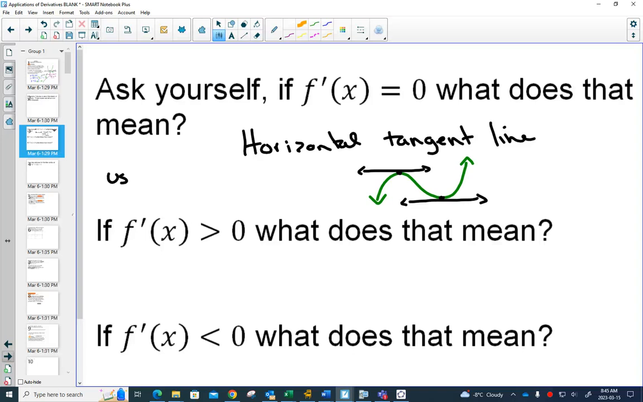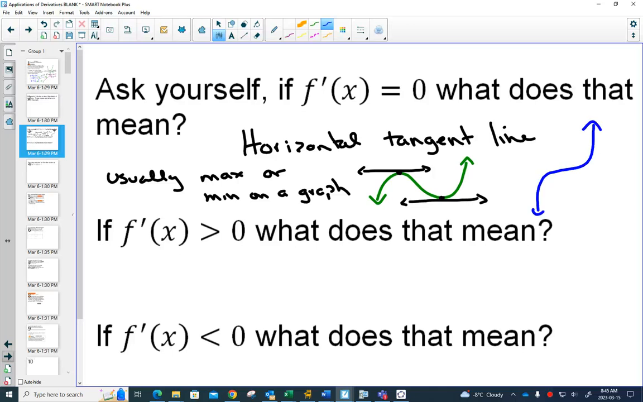Okay, usually. And the reason I say usually there's a max or a min on the graph is that there are very few situations, but they do exist. For example, you know your x cubed graph that looks like this? Technically, your x cubed graph right in the middle has a slope of 0. And it's not at a max or a min.